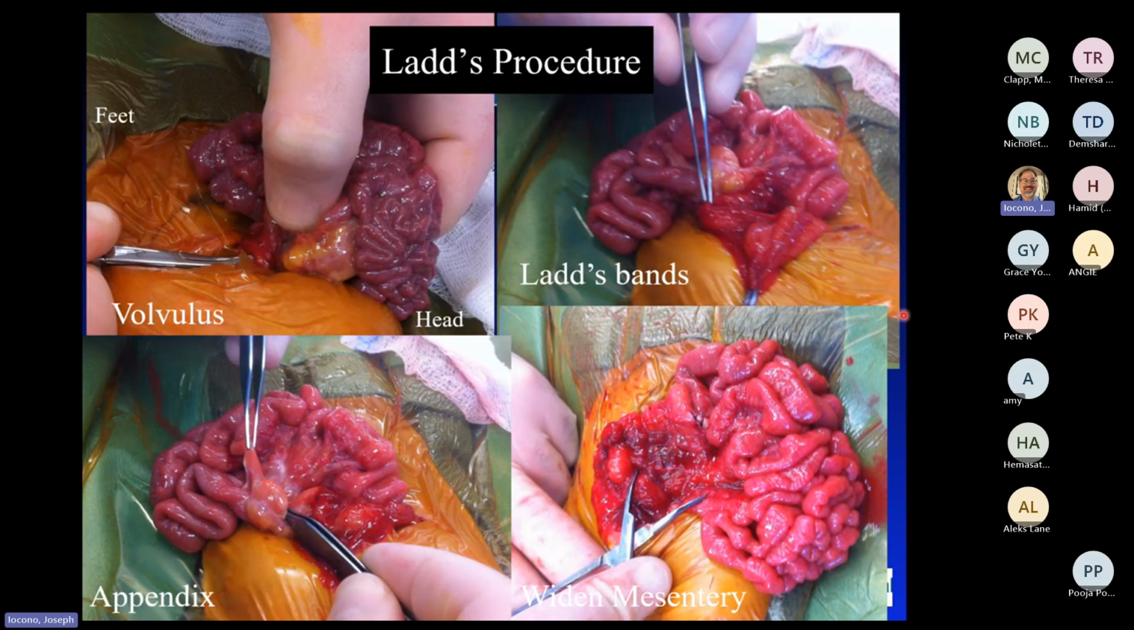This is a real one. This is the volvulus. This is the twist. Okay. Here's the Ladd's bands that look kind of thick there. Once it's untwisted, you can see it actually pinking up. Here's the appendix. I'm about to take out the appendix. And then once I get everything situated, here's the appendiceal stump. This is that widened mesentery. And then here's all the small intestine on one side.